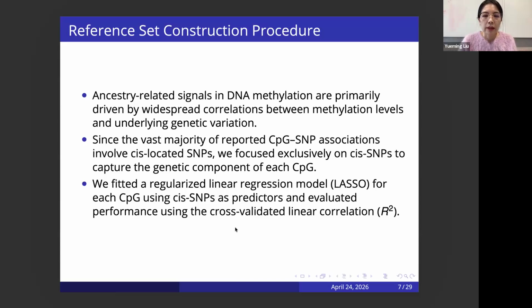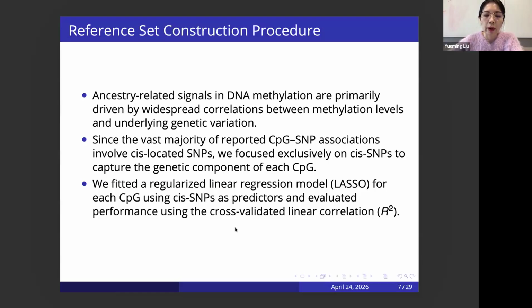So here is the construction procedure. Ancestry, we talked about it earlier. Ancestry-related signals in DNA methylation are primarily driven by widespread correlation between methylation levels and underlying genetic variation. Since the majority of the reported CpG-SNP associations involve cis-located SNPs, we focus exclusively on cis-SNPs to capture the genetic components of each CpG.